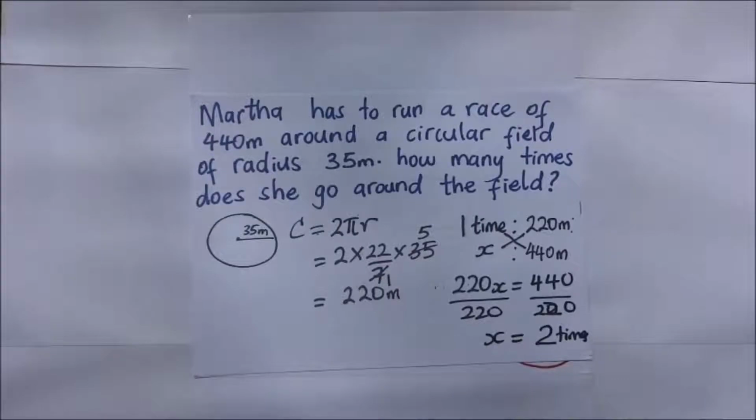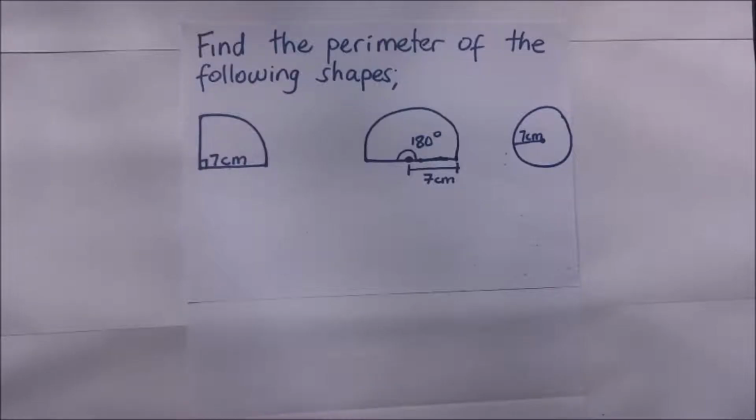So he has to move around 2 times. Now let's try and find the perimeter of these shapes.